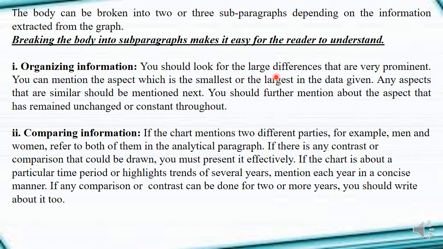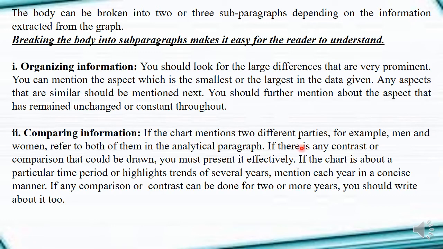Under sub-paragraphs, you can have points or headings like organizing information. You should look for the large differences that are very prominent. You can mention the aspect which is the smallest or the largest in the data given. Any aspects that are similar should be mentioned next. You should further mention the aspect that remains unchanged or constant throughout. So here I already mentioned you need to pay attention to all the aspects, smallest or largest, which is provided in the data. Next, comparing information.